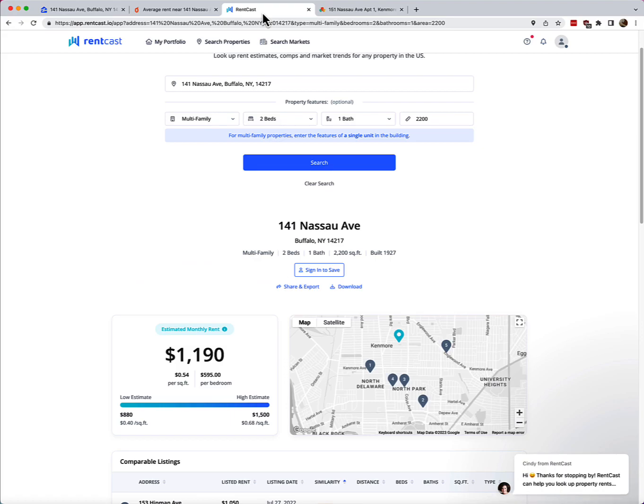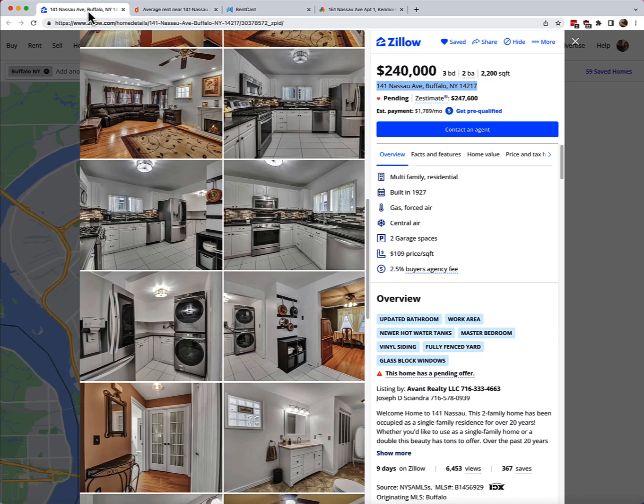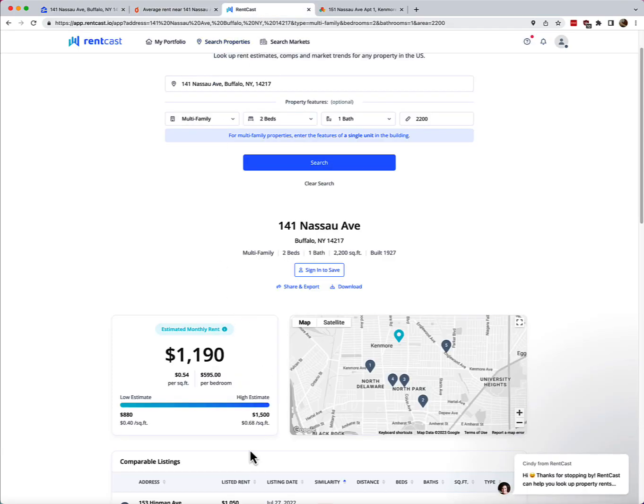But what I do know from looking at all these examples is I should be able to get in that $1,250 ballpark, right? It's not $1,000, it's not $800, right? I would probably charge a premium because this house is a lot nicer and get a little bit of a higher rent. But even some of these tools can tell you, like, hey, here's the 75th percentile. You could probably potentially push this to $1,313, right? And even Rentcast has that as well. Like, it actually knows that there's listings that have gone as high as $1,500.